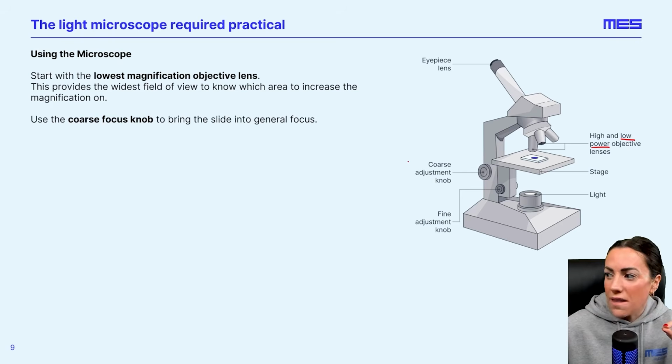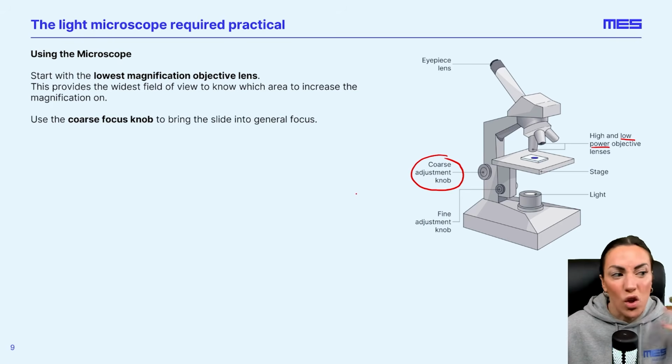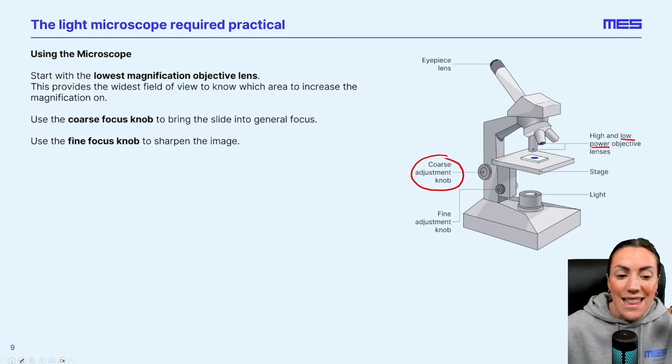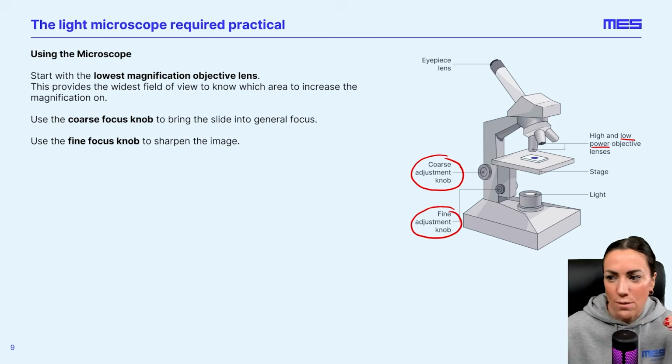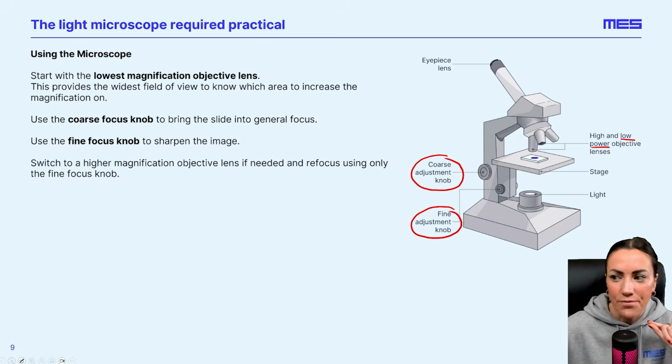You can use the coarse adjustment wheel or the coarse focus wheel or the coarse focus knob, whatever you want to call it, to bring the slide into general focus. Then use your fine focus knob or fine adjustment knob to sharpen the image to get it clearly in focus so you can see the cells and any subcellular structures.